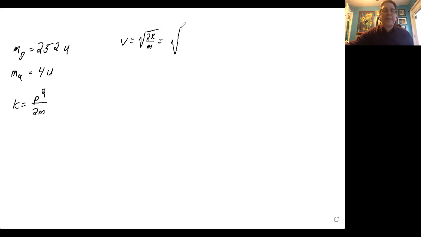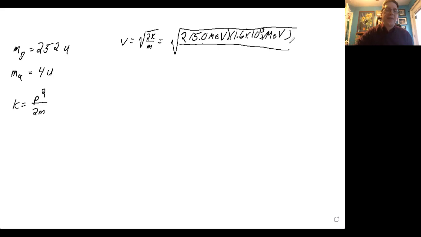So that's the square root, and so that's 5.0 mega electron volts divided by, and that's 1.6 times 10 to the 13 because it's mega electron volts rather than joules per mega electron volt as opposed to joules per electron volt. So it's 10 to the 13 and divided by m. So the helium nucleus has 4.002603.